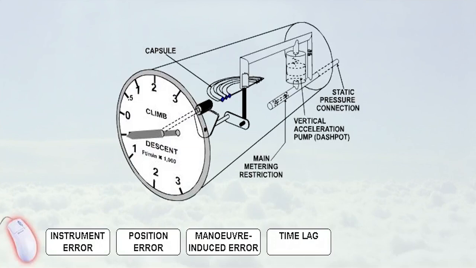Select any of the four buttons to learn more about the main errors that occur within the vertical speed indicator and its associated equipment. Instrument error is due to manufacturing imperfections.